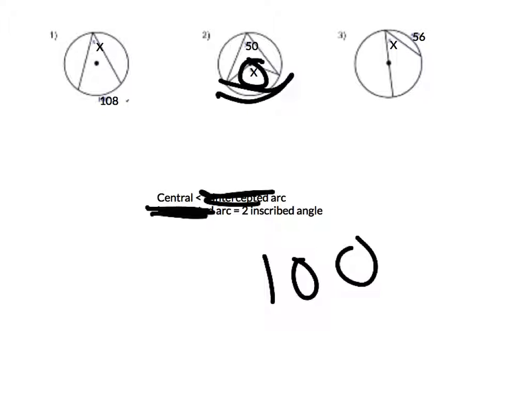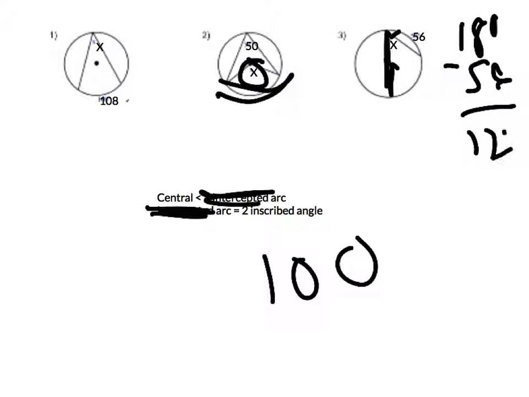For the next problem, we can see that this is a semicircle because these two lines are radii. So 180 minus 56 is going to give you 124, and half of 124 is going to be equal to 62. So x is equal to 62.